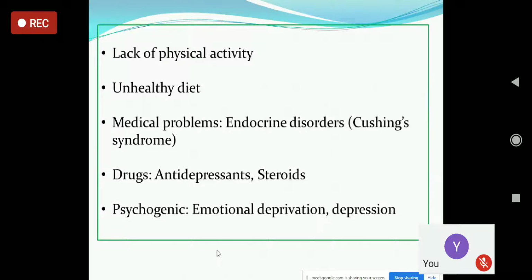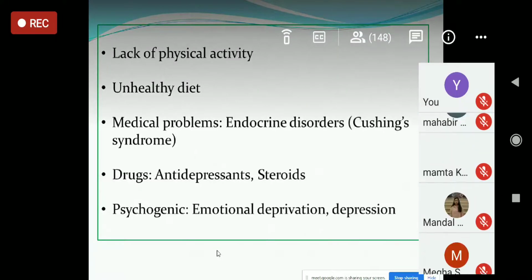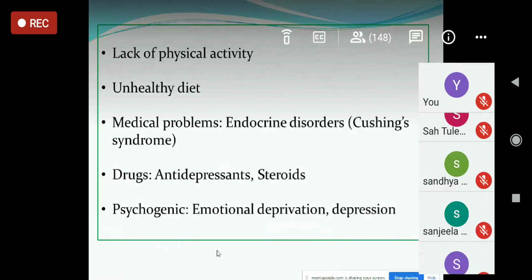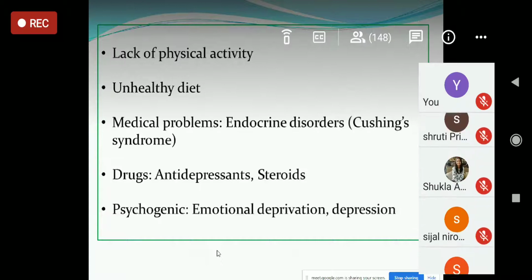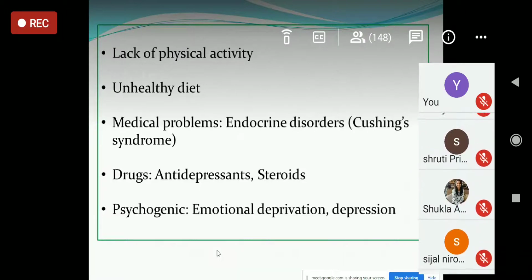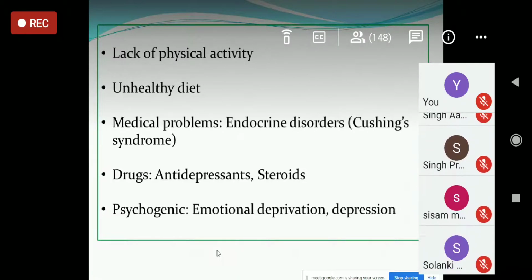There are certain medical problems as well, like Cushing syndrome, which can contribute to obesity. Taking certain drugs like antidepressants and steroids can lead to obesity, and also some psychogenic problems like emotional deprivation and depression can lead to weight gain. So these are all of the different factors that can contribute to obesity.